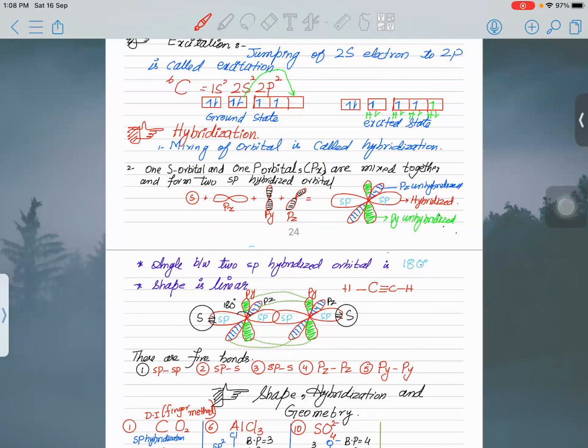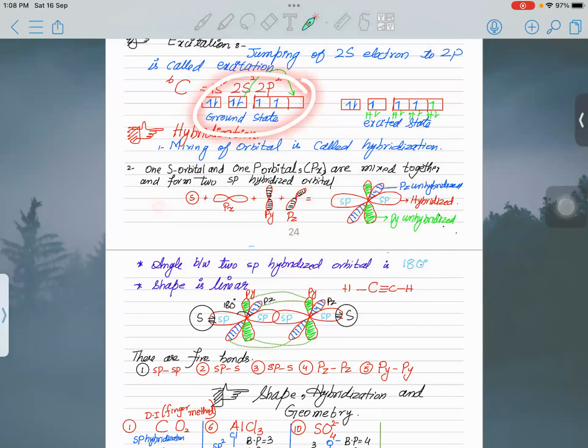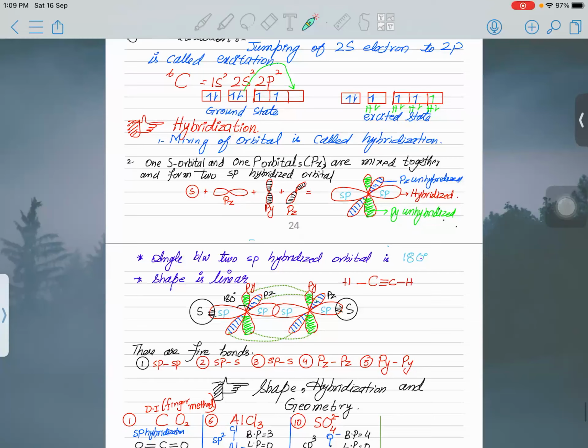When you make pakoda, you mix besan, onion, masala, etc. This mixing is called hybridization. Similarly, when you mix s orbital and p orbitals, px, py, pz, they mix and give another type of orbital, a mixed orbital, a hybridized orbital. This is called hybridization. Hybridization means mixing of orbitals. Such orbitals are called hybridized orbitals. Are you getting my point?